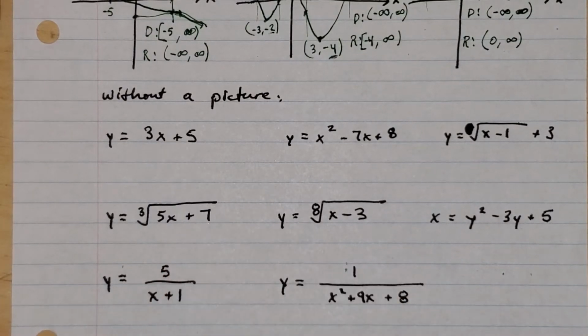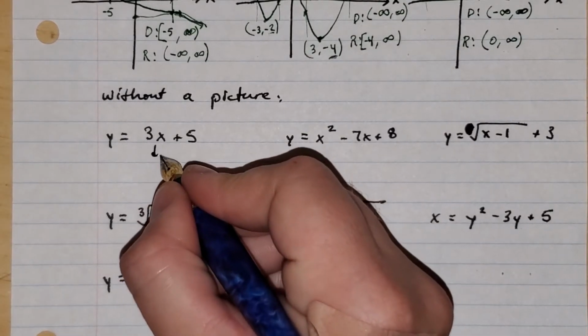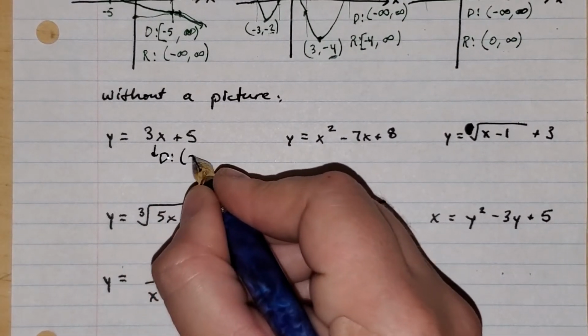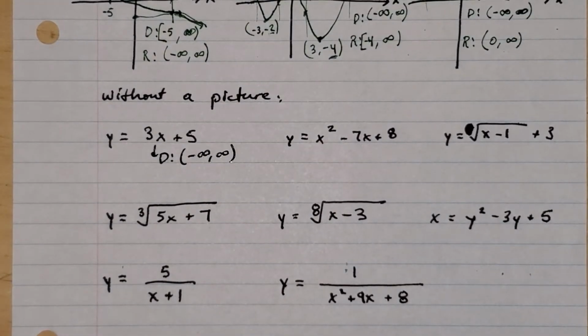Is this dividing by 0? No. How do I know that? Well, it's not dividing. It says 3 times x plus 5. It's not dividing. So it can't be dividing by 0. Is it taking the even root of a negative number? Again, no, because there's no square root in the problem. So the domain for this problem will be all real numbers.